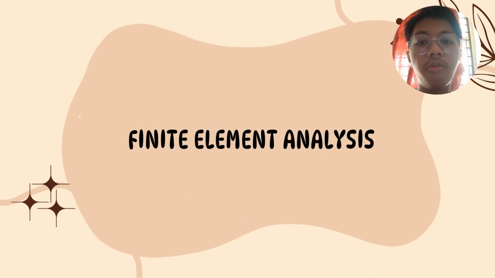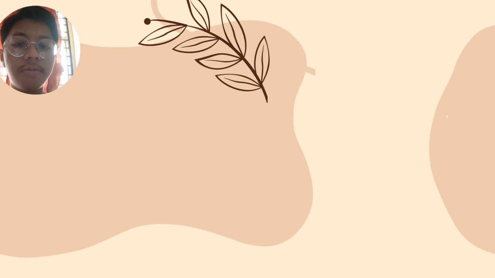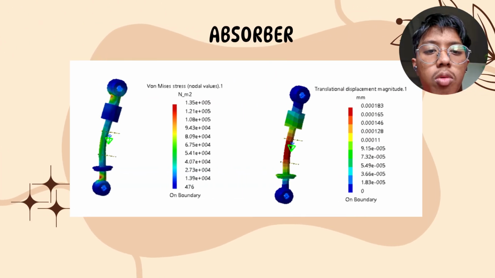So let's move on to the finite element analysis, which consists of absorber, fork, arm, double stand, and shaft. The first component is the absorber. The material selected for this absorber is steel. The simulation was conducted under fixed constraints to analyze the structural integrity. A tensile load of 10,000 Newton was applied to the part to determine the stress distribution and to identify the potential failures.